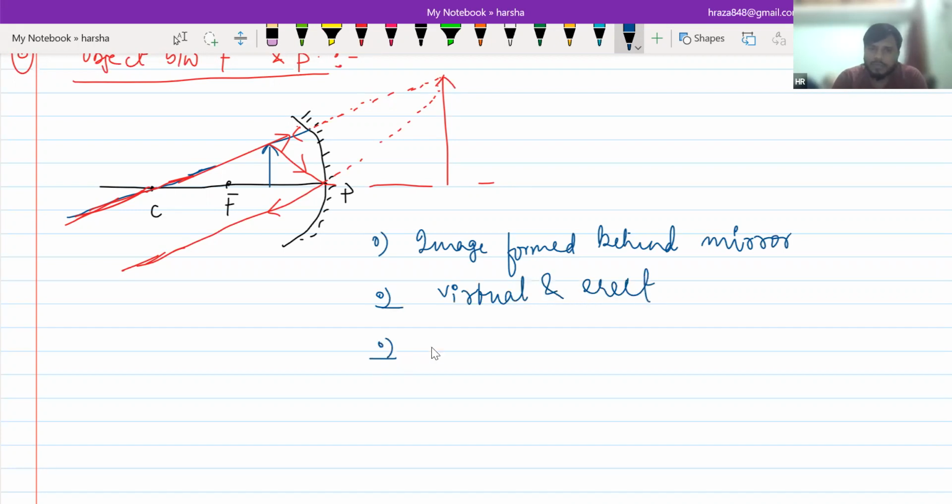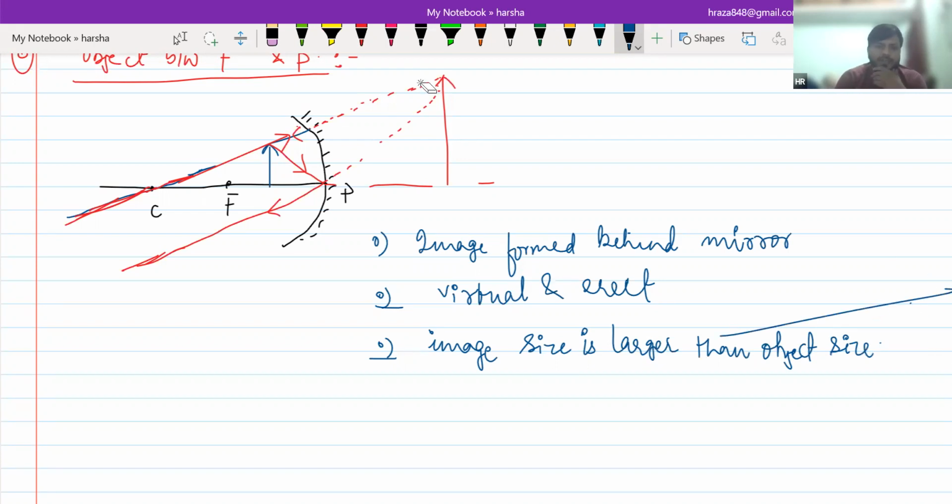And the third is basically image size is larger than object size. You can see it. Image size is larger than object size. It is also known as enlarged image. Please write it and let me know.